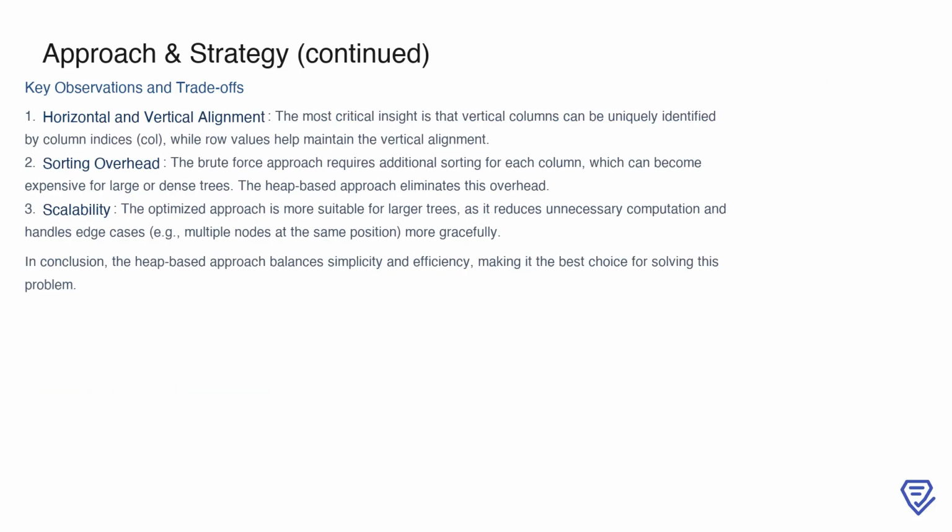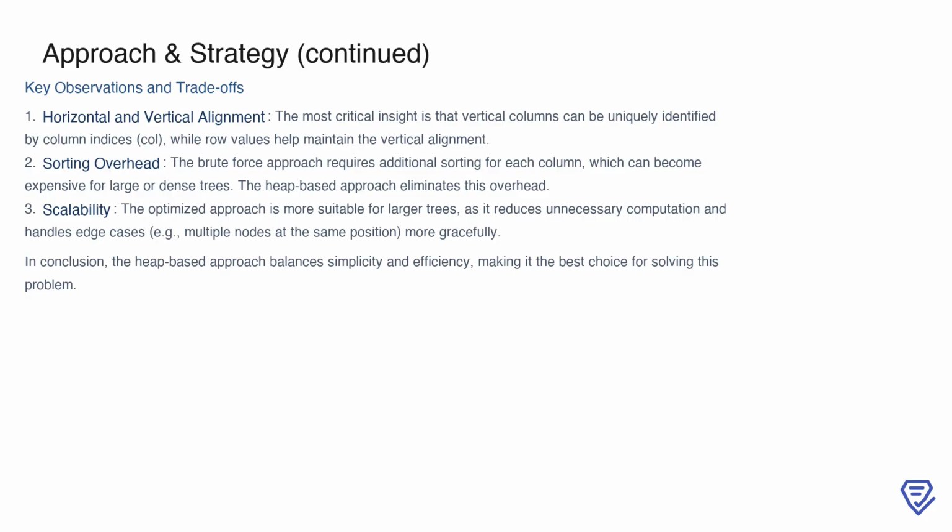There are a few key takeaways and trade-offs to consider. First, the alignment of nodes both horizontally and vertically is achieved by uniquely identifying vertical columns with column indices, while row values maintain the correct vertical ordering within those columns. This insight is central to solving the problem. Second, the brute force approach introduces significant sorting overhead for each column, which can quickly become a bottleneck as the size of the tree increases. In contrast, the heap-based method minimizes this overhead by dynamically maintaining order during traversal.